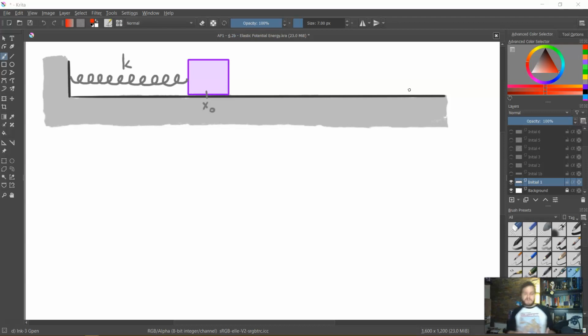Well, we've already spoken about kinetic energy and gravitational potential energy. There is one final form of mechanical energy, which is elastic potential energy. So let's go ahead and quickly sum up the details we need to know about that.